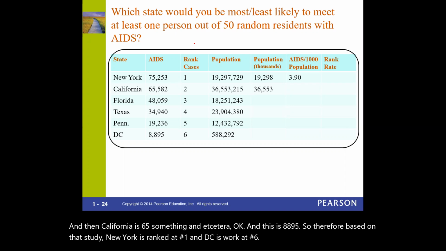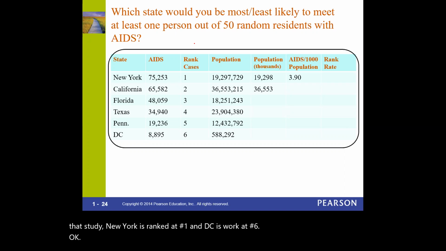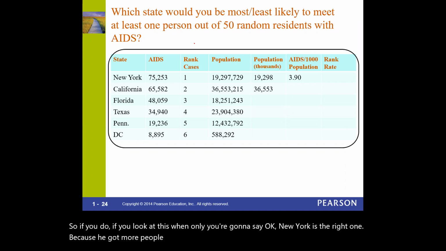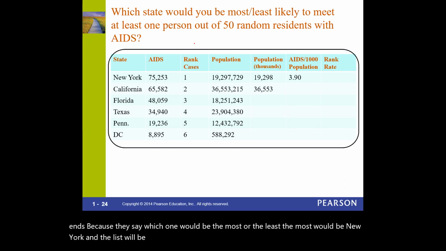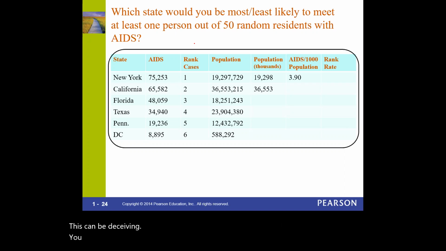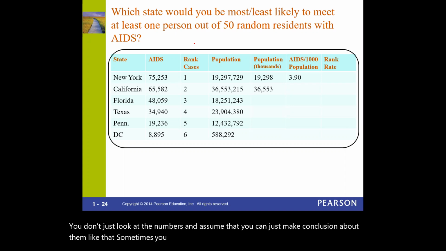If you look at this rank only, you're going to say New York is the right one because it has more people with AIDS, and DC is the right one because it has the fewest. The most will be New York and the least will be DC. This can be deceiving. You don't just look at the numbers and assume you can make a conclusion like that. Sometimes you have to do a little bit of work.